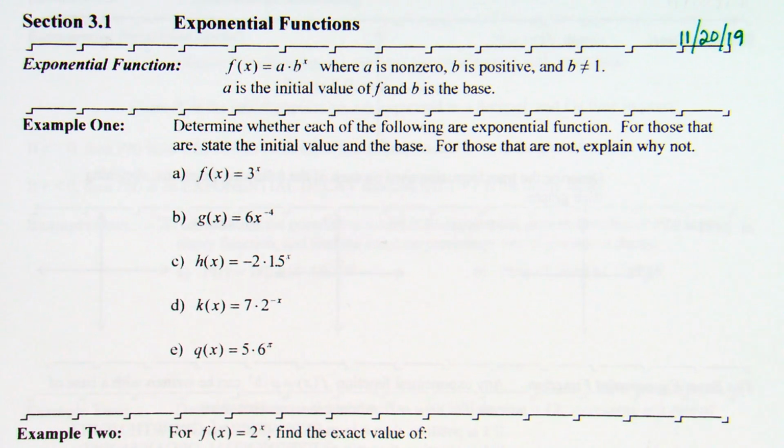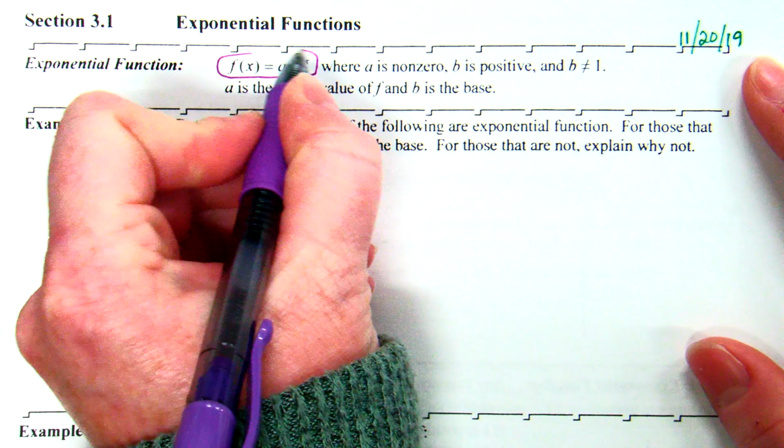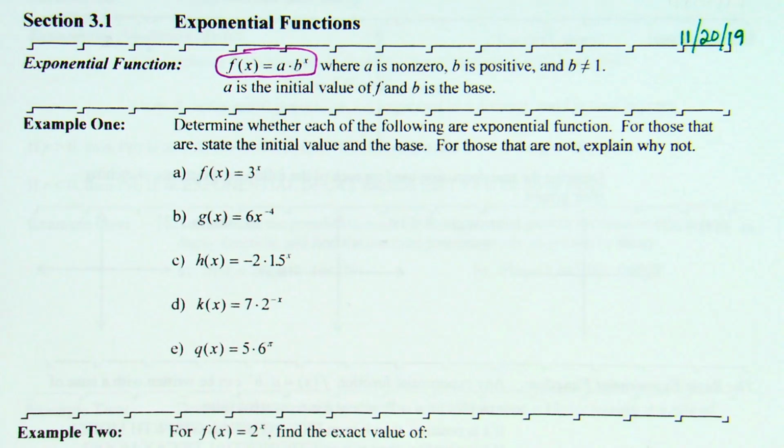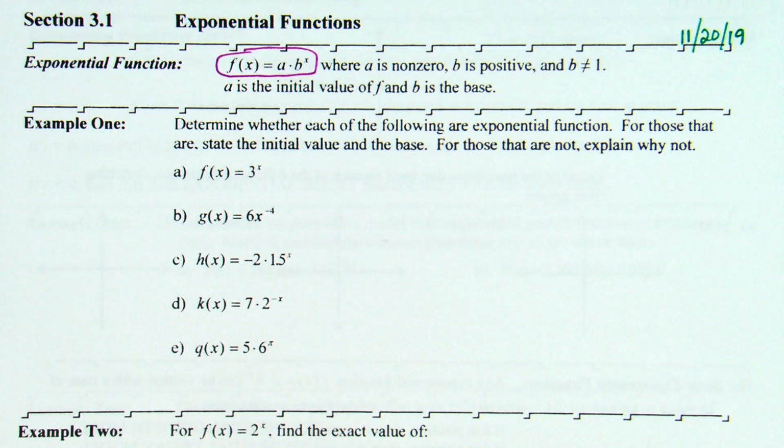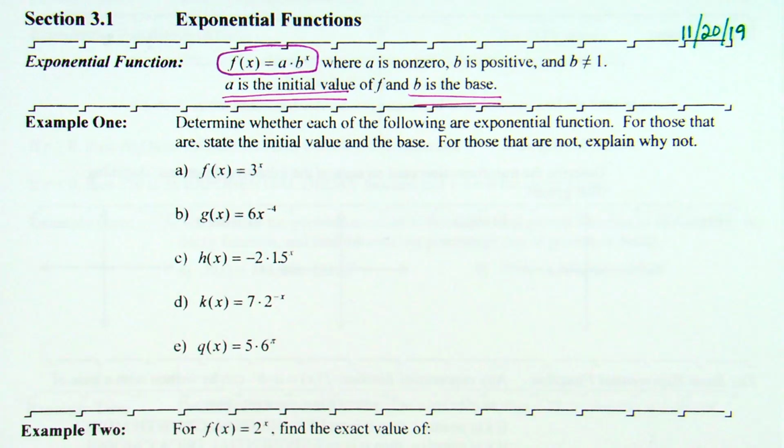Exponential function: f of x equals a times b to the x. Okay, that is your basic format of an exponential function. Notice it says where a is non-zero, so a has to be a number other than zero. B has to be positive, so whatever's raised to your exponent has to be positive. B cannot equal 1. If that is all true, we have an exponential of a times b to the x. A is what we call the initial value, and b is the base. And we'll be doing some identifying with that as we go through.